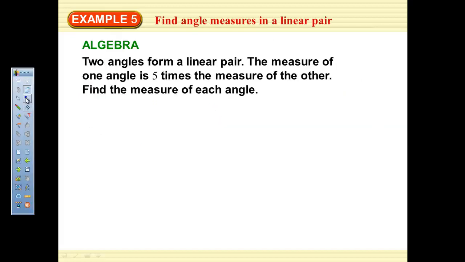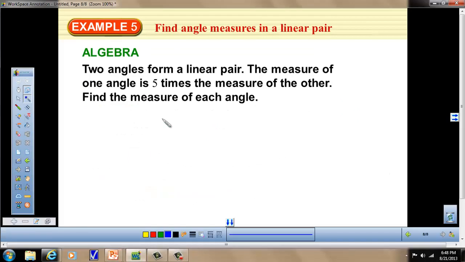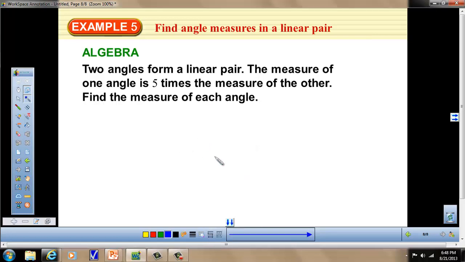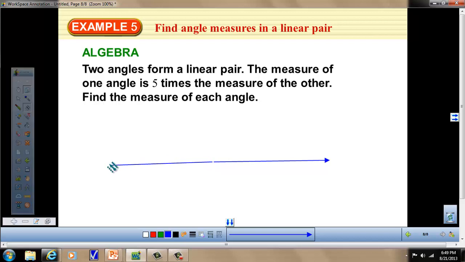Now for this next problem, it says two angles form a linear pair. We kind of want to draw what's going on here. So we're going to look at two lines that form a linear pair. Let me fix that one more time, sorry. Alright, so I'm going to draw opposite rays. And then I want one to be 5 times what the other one is. So it doesn't have to be perfect. Just go ahead and draw something like this.